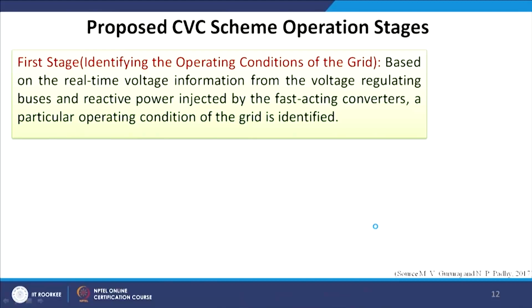Now, how is it being proposed here? The first stage is identifying the operating conditions of the grid. Based on the real time voltage information from the voltage regulating buses and the reactive power injected by the fast acting converters, a particular operating condition of the grid is identified.